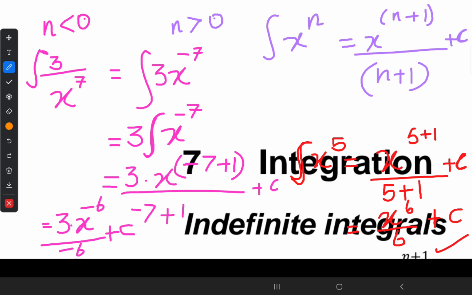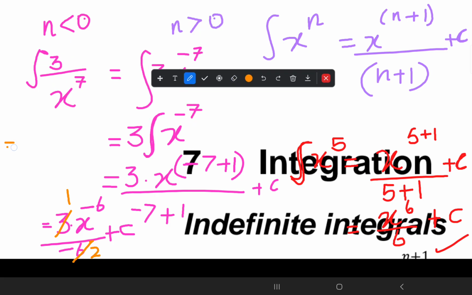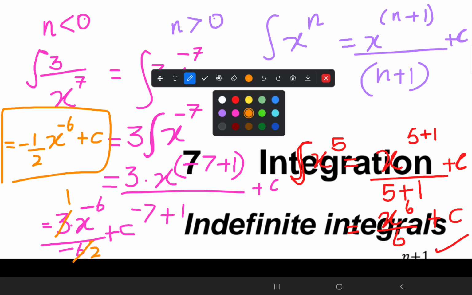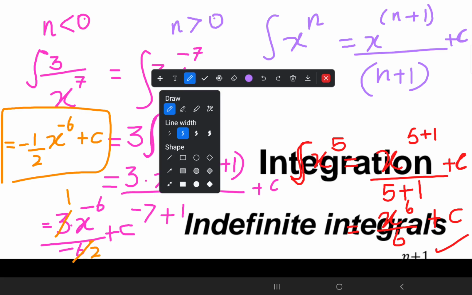Furthermore, we can do our simplification. When we simplify, these two can be simplified: 1 3 is 3, 2 3s are 6. So finally, I'll write your answer here. It will become negative half x to the power of negative 6, plus c. That is our integral of the given function. You have to understand what happened here.